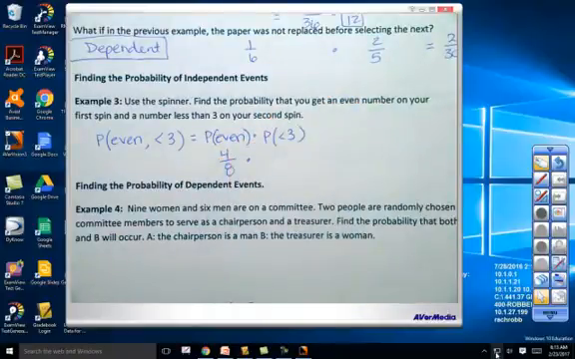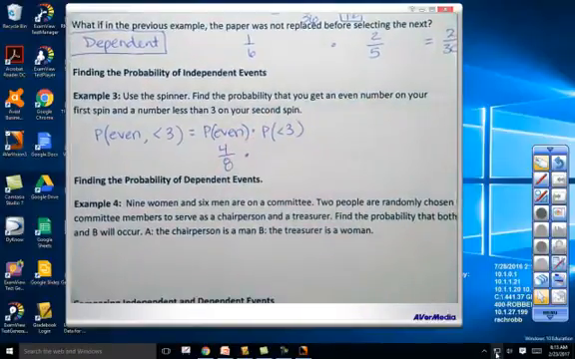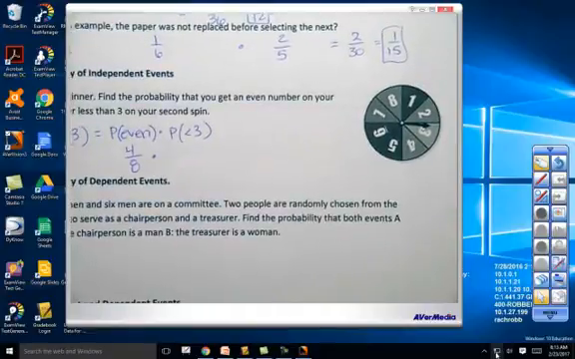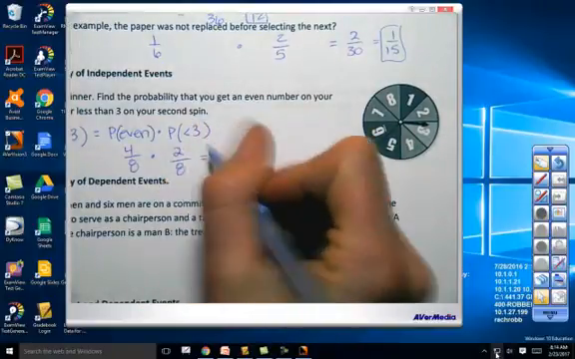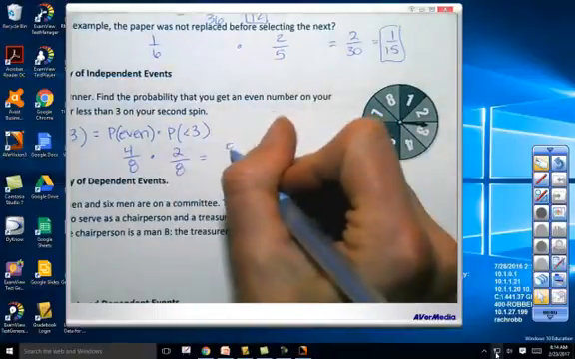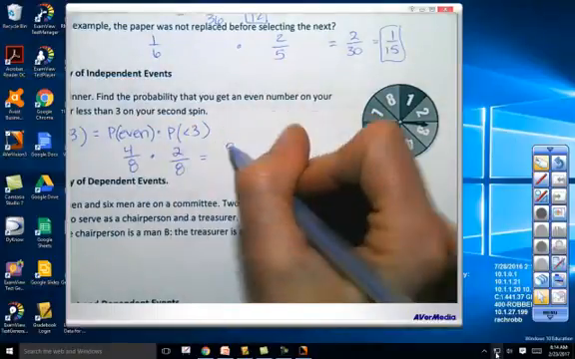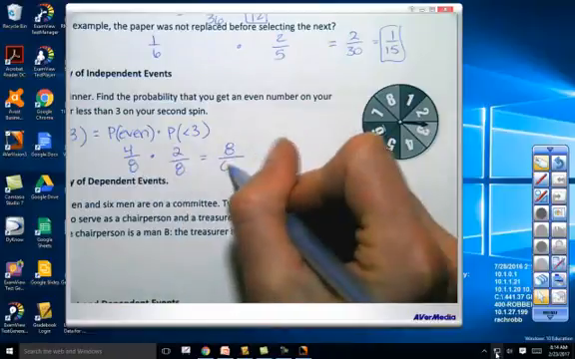Then Tori, what's the probability that we get a number less than 3? 3 out of 8. Don't count the 3 because we want less than 3. So just the 2 out of 8. And then we just multiply those together. 4 times 2 is 8. 8 times 8 is 64.